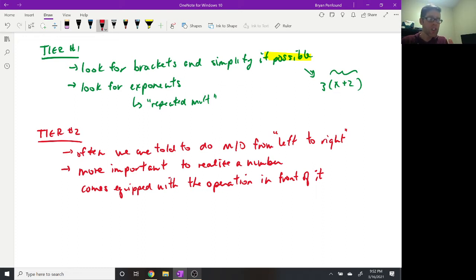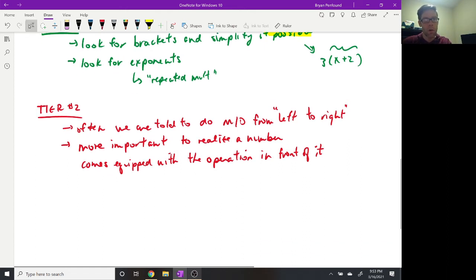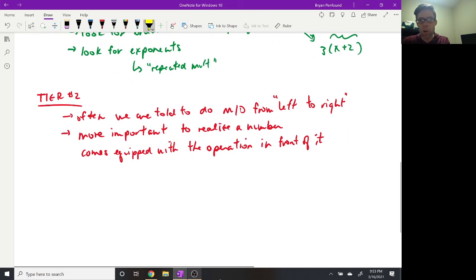Okay, and multiplication and division, since they're both in the same tier, it doesn't really matter the order that we do it in. And we'll talk about what's known as the relocation property. And relocation can actually be used within tier 2, provided that I have a string of multiplications and divisions. So what do I mean by this? A number comes equipped with the operation that's in front of it. So let's take a look at an example. Let's look at the example that we have up top.